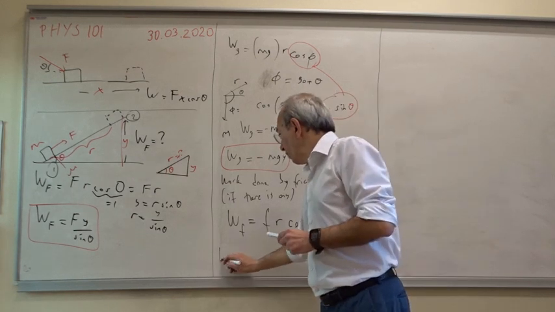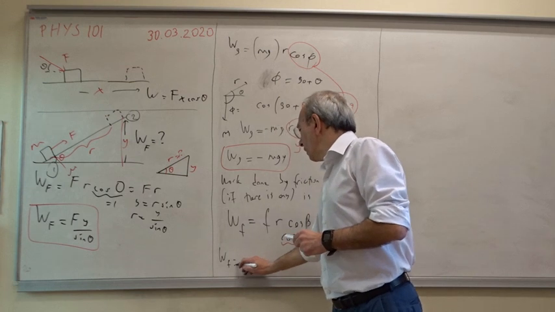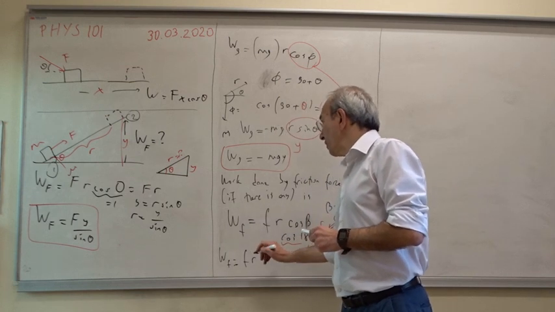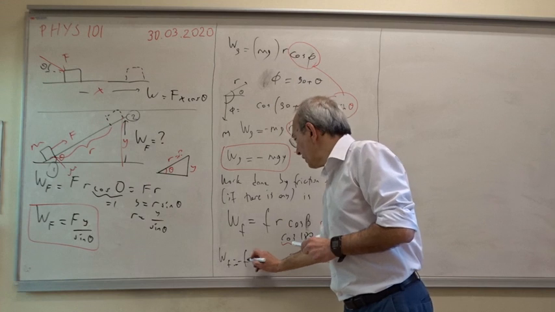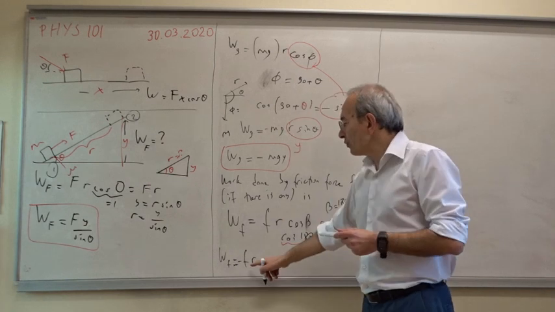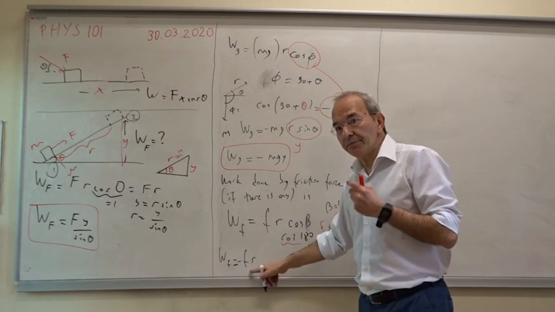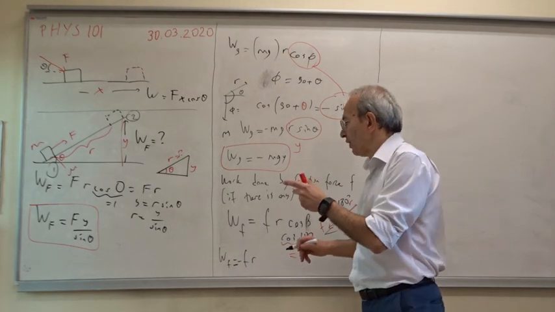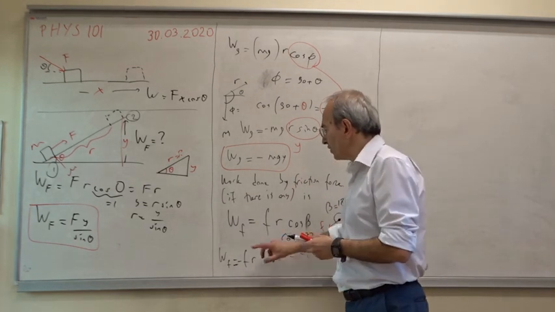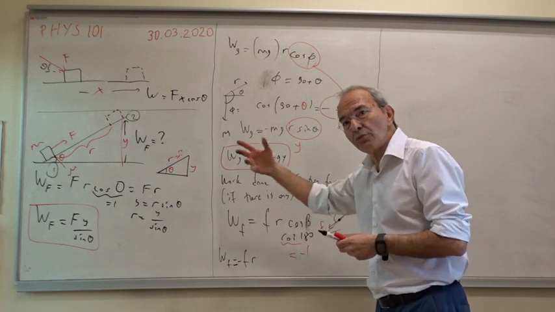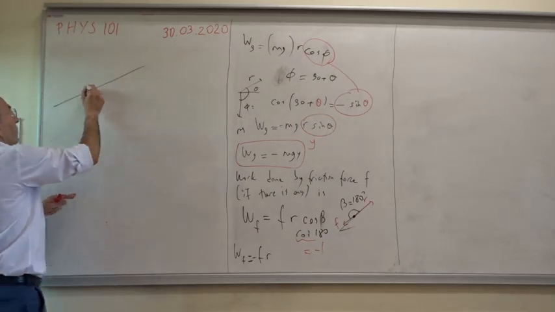So the work done by friction will be friction force f, displacement r, with a minus sign. But we don't know f and r yet. The problem doesn't give us f directly, it doesn't give us r directly. So let's write these two quantities in terms of given parameters.